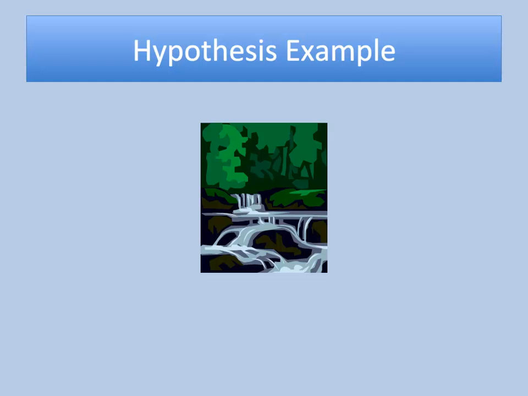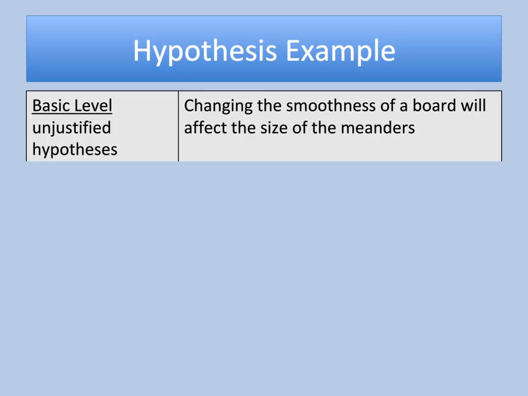Let's take a look at some examples, both basic and advanced, in the context of an inquiry investigation about what causes a stream of water to meander. Students can take a testable question about whether the smoothness of the surface of the board affects the size of the meanders, and turn it into a basic hypothesis. Changing the smoothness of a board will affect the size of the meanders. Right or wrong, this is a great basic hypothesis.